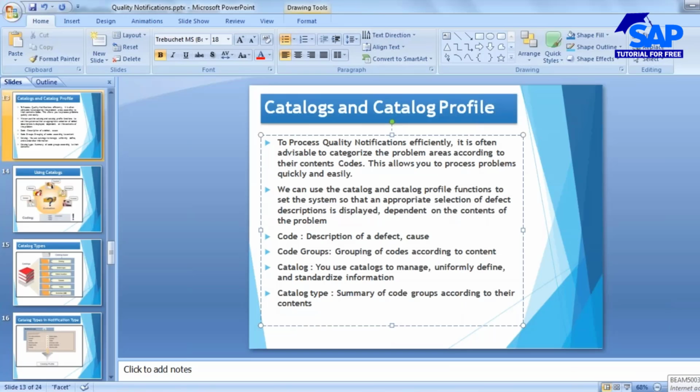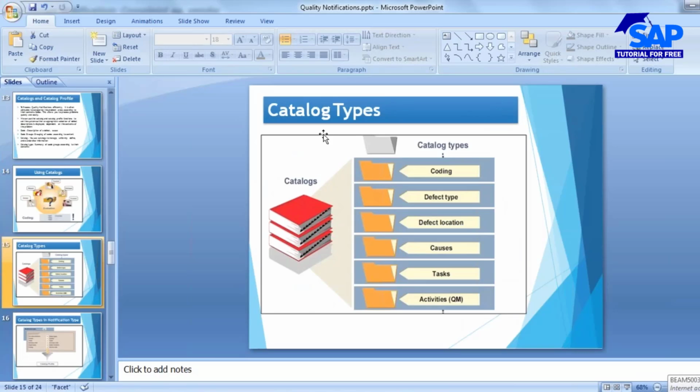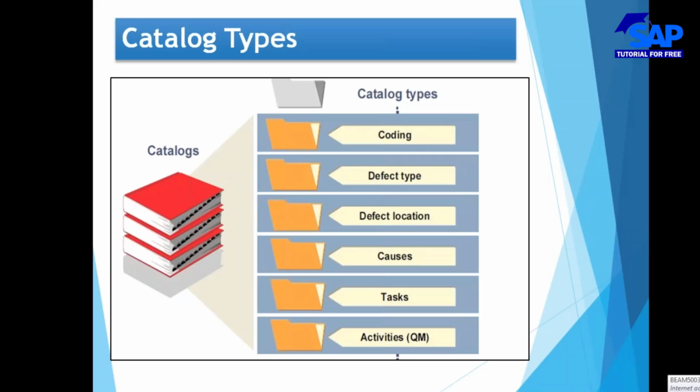Now during the quality notification, what catalog types are you going to use? During the quality notifications, you are going to use these catalog types. One is the defect coding, which I have shown you already. Then when you process the quality notification, we will see defect type, defect location, causes, tasks and activities. So these are the catalog types we are going to use during the quality notifications.